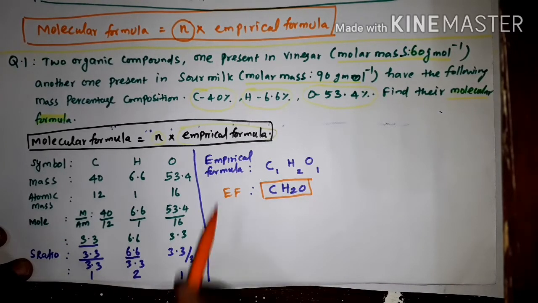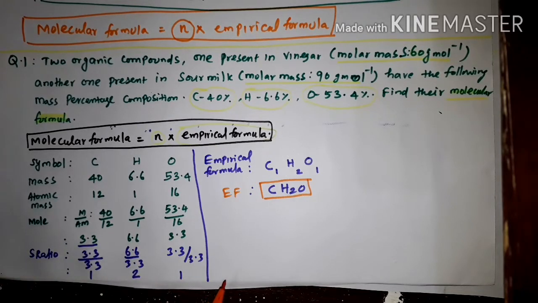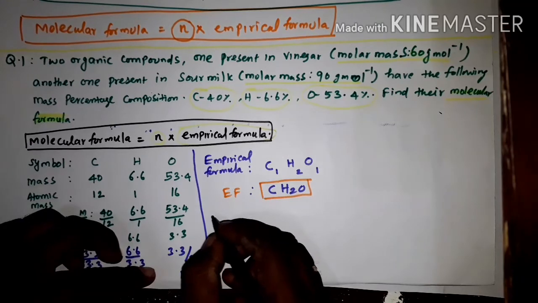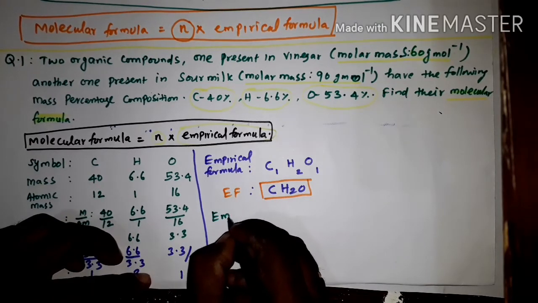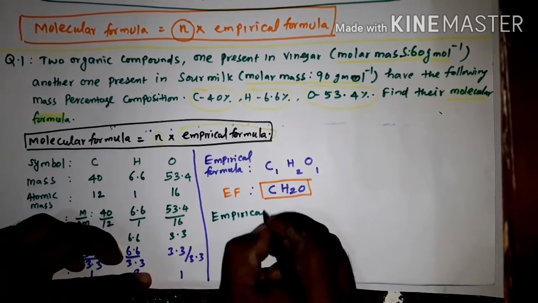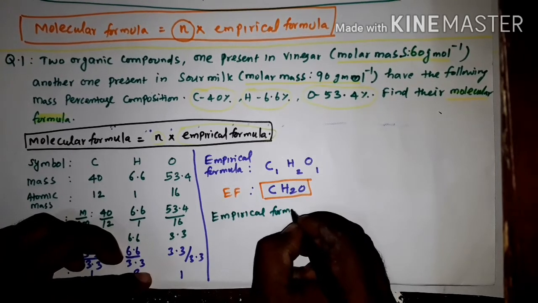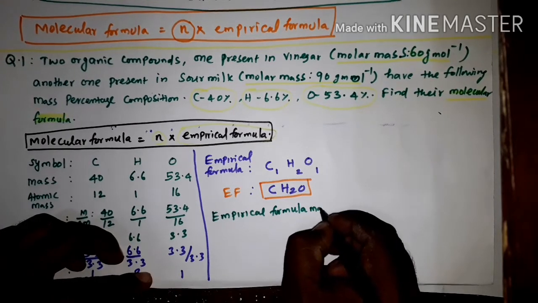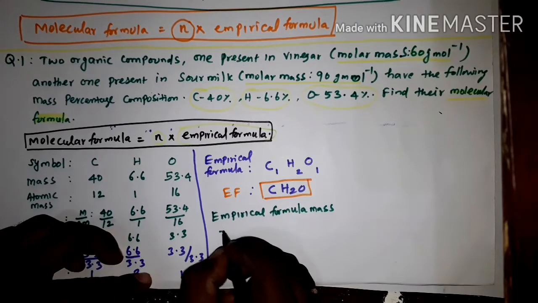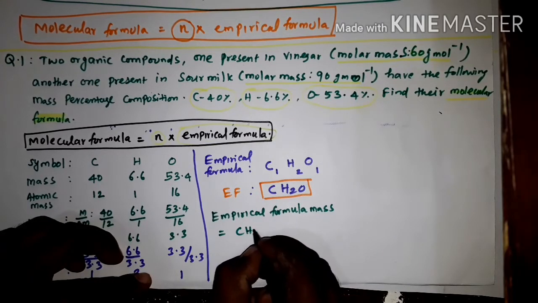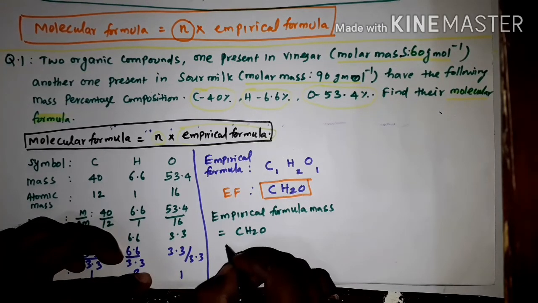Now you have calculated the empirical formula. You are going to calculate the calculated empirical formula mass. How to calculate the calculated empirical formula mass? So empirical formula mass equals, CH2O. This is the empirical formula.